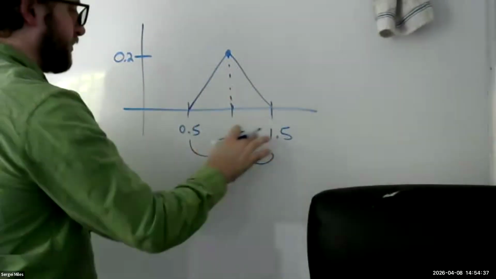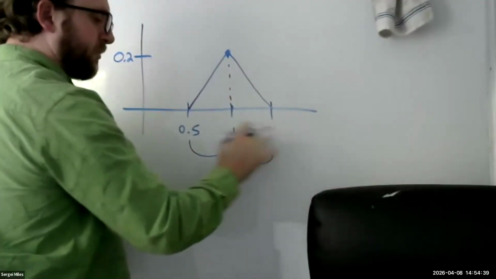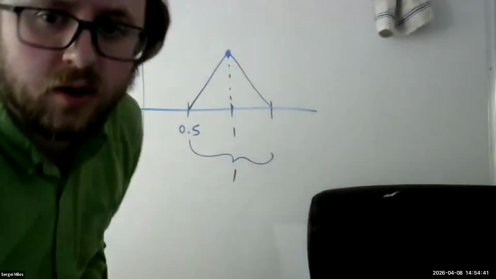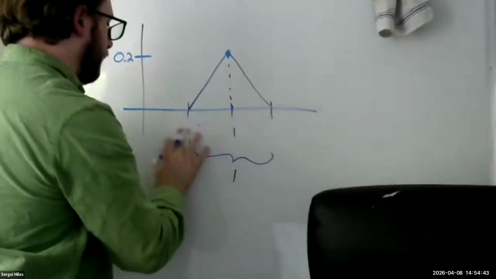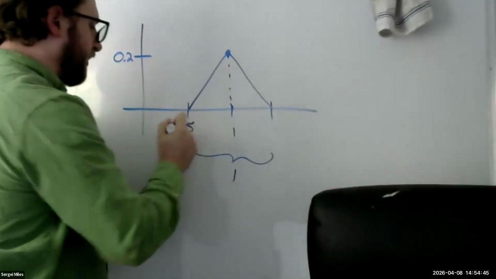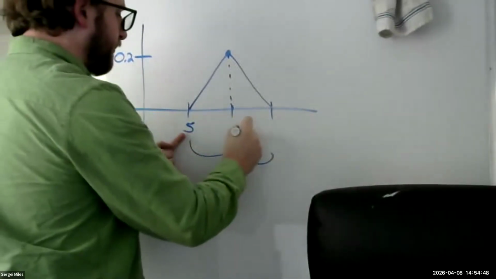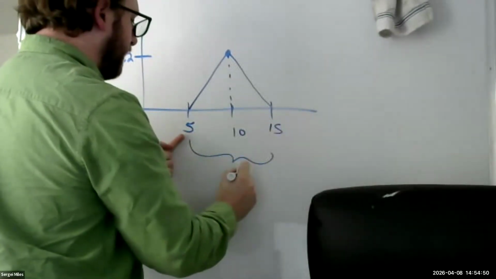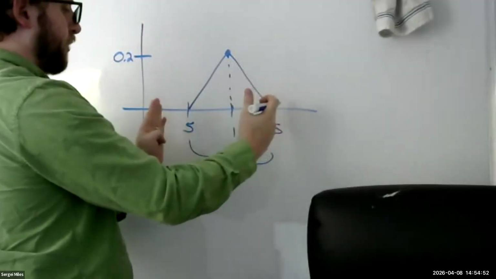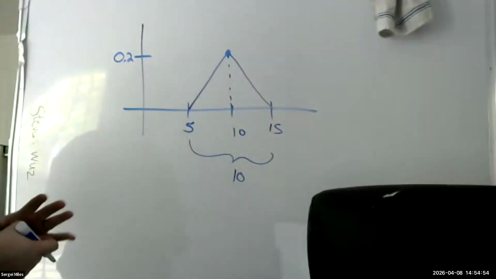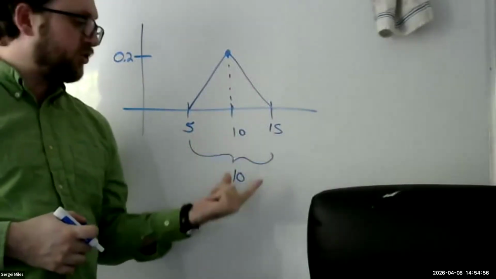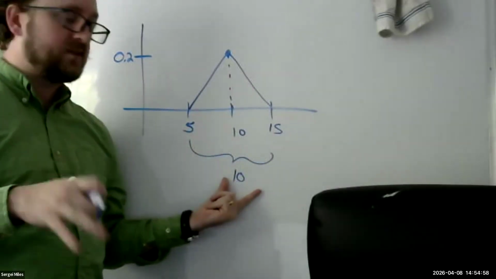Oh wait, no. I misread that. Wow, I really misread this. Yeah, in the textbook you'll see it a little bit better. This was 5, 10, and 15. So the entire base ranges from 5 to 15, all right? So the entire base of this triangle is 10. That makes a little bit more sense.